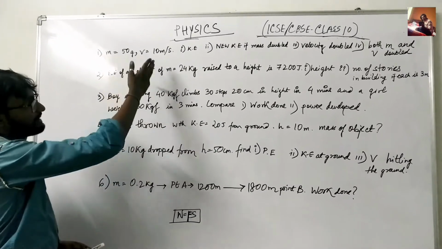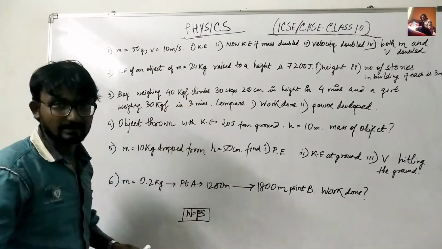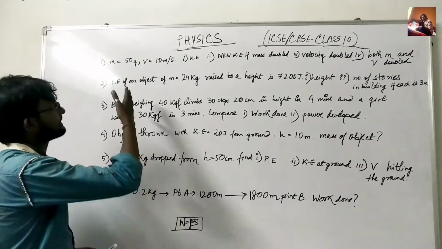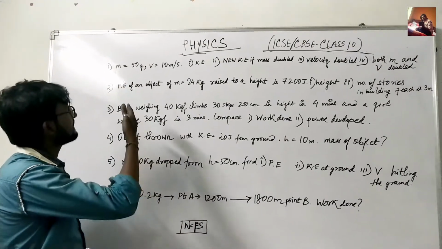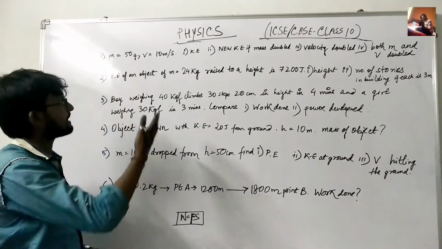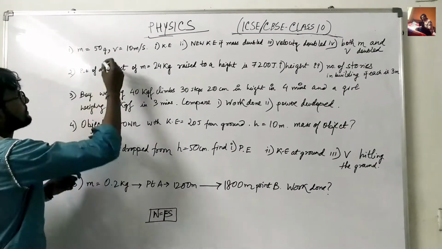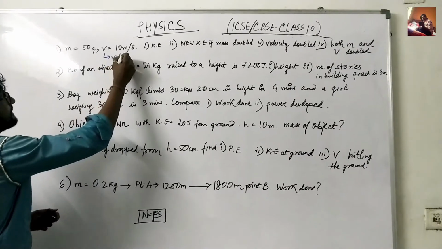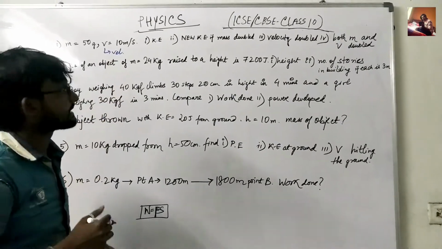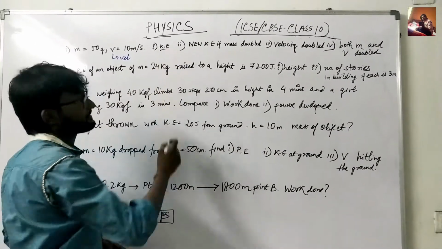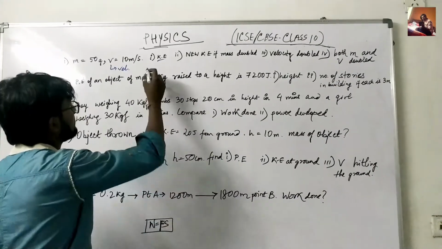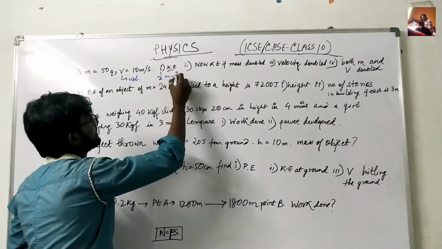If a mass M, I've written it in short because I've got less space, so that's why I've written it in notations. As you can see, M is mass, so mass is equal to 50 gram, and V is velocity, so 10 meter per second. So find the kinetic energy. So you know the formula, guys: half mv square.